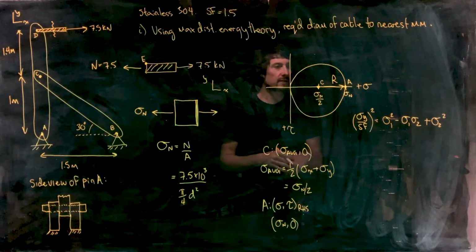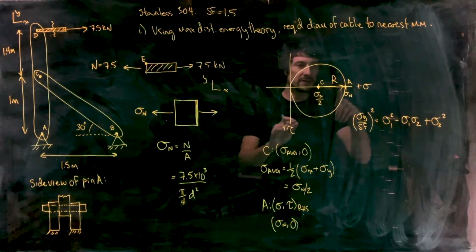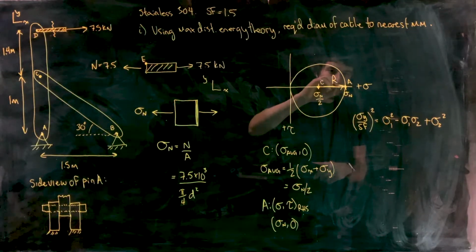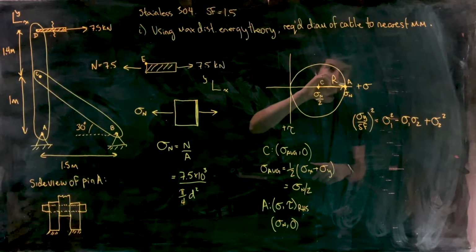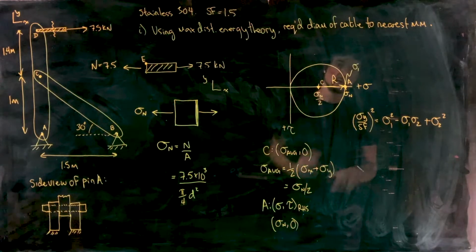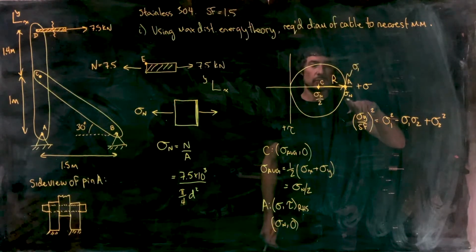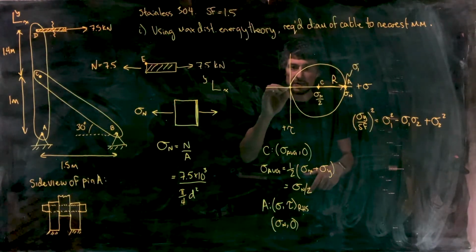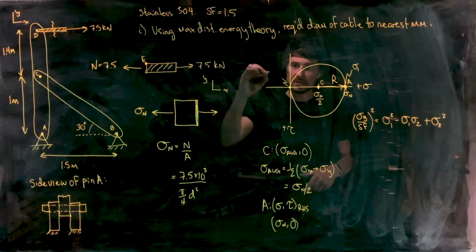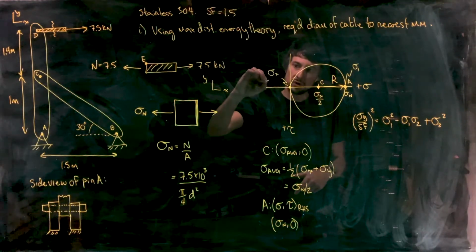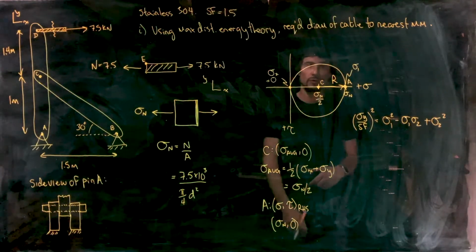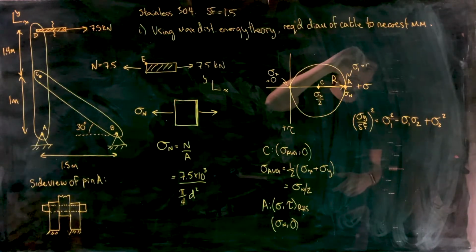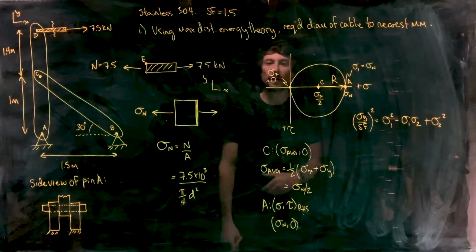So in this case, let's look at our principal stresses. We've got one principal stress over here, right? So that is sigma 1, and of course sigma 1 is equal to sigma n. And here's our second principal stress, sigma 2, which in this case is equal to 0. Okay.